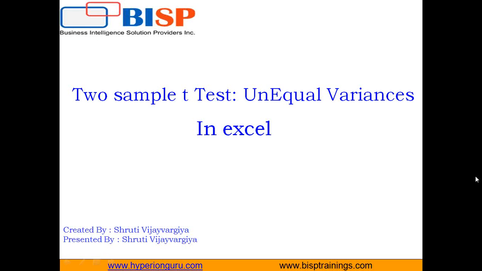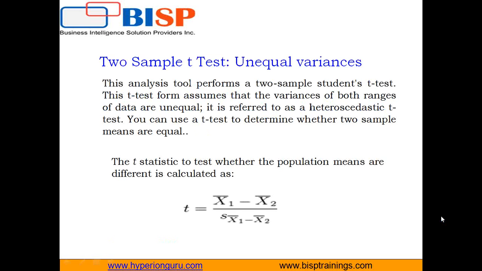In this video, I am going to tell you about the two sample t-test with unequal variances. This test, also known as Welch's t-test, is used when two population variances are not assumed to be equal and hence must be estimated separately.